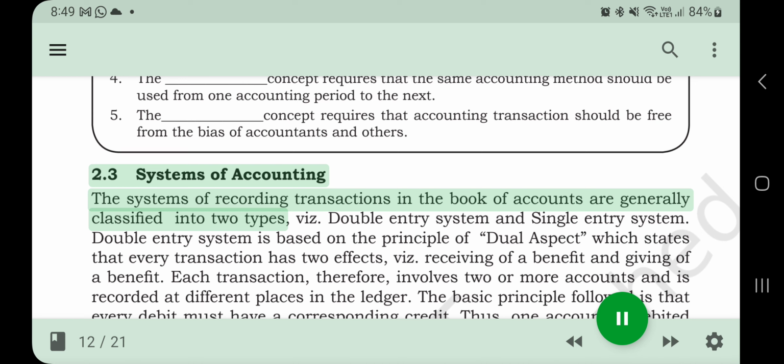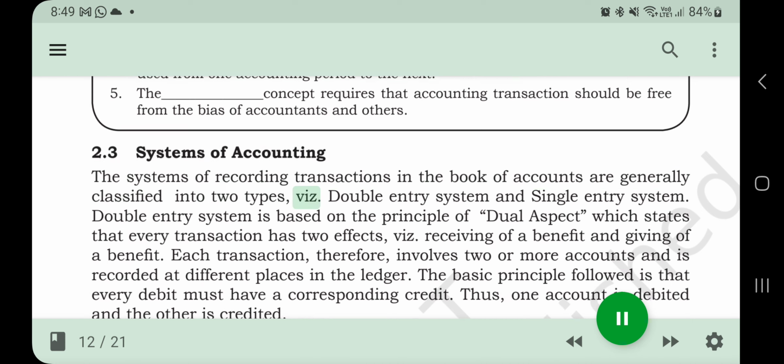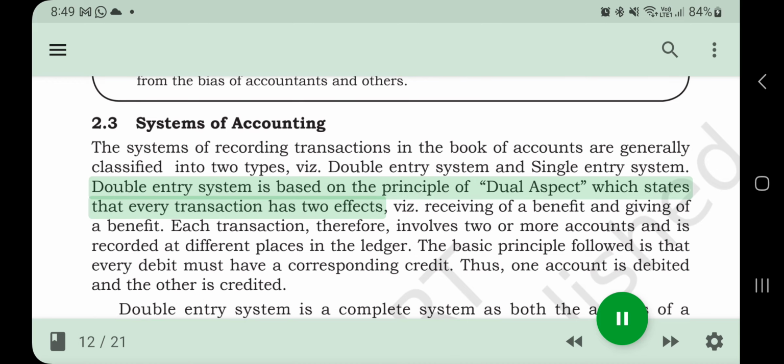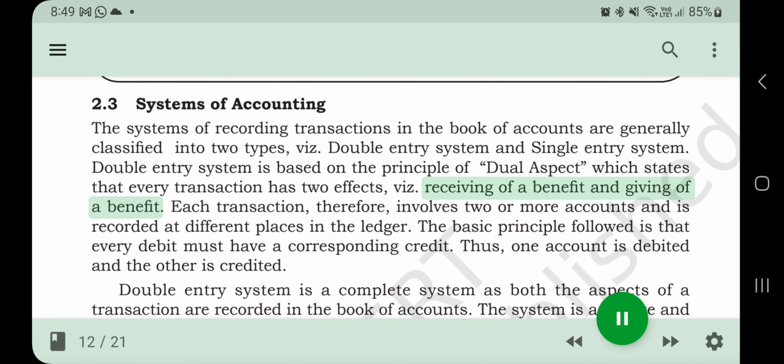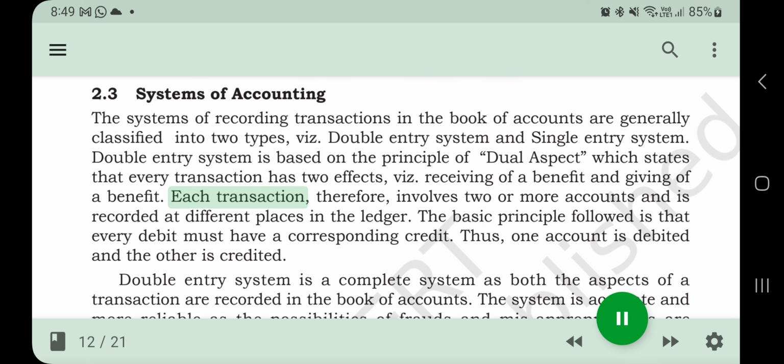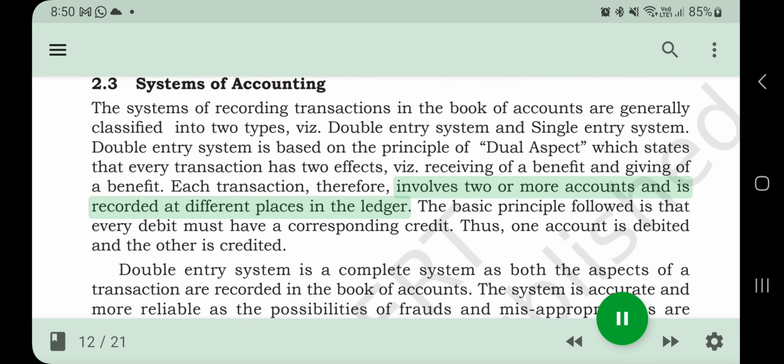2.3 Systems of accounting. The systems of recording transactions in the Book of Accounts are generally classified into two types, viz. double entry system and single entry system. Double entry system is based on the principle of dual aspect, which states that every transaction has two effects, viz. receiving of a benefit and giving of a benefit. Each transaction, therefore, involves two or more accounts and is recorded at different places in the ledger.